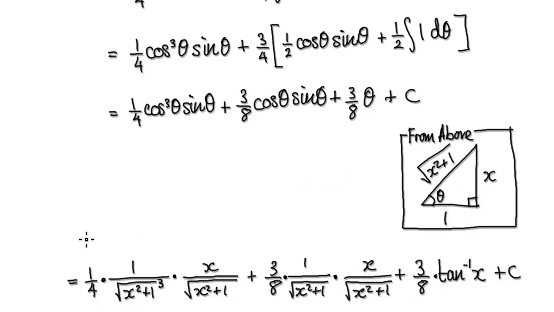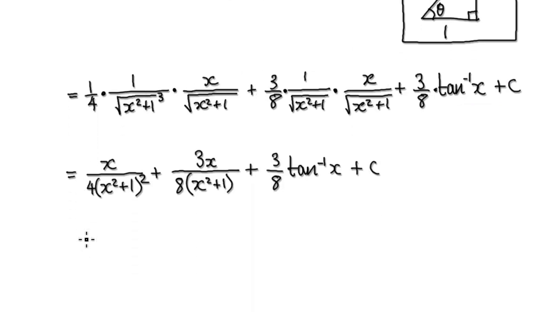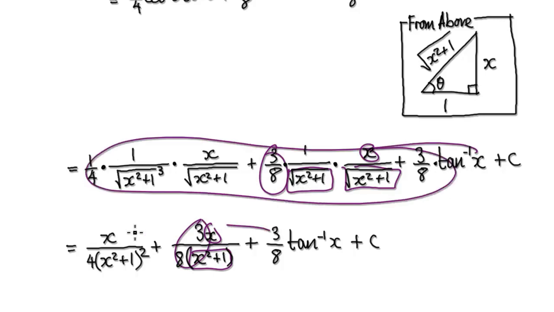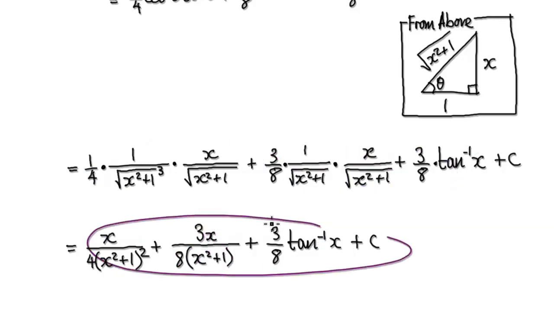Now tidy up everything. This times this will actually become this thing squared. Think about it, it would be x squared plus 1 squared. And then you've got your 4 here, your 4 here, and then x here, x here. This thing here times this thing here will just give you this. And then you've got your x, and then 3 over 8, and so on. So this whole thing here will become this. And this is your final answer. Okay?